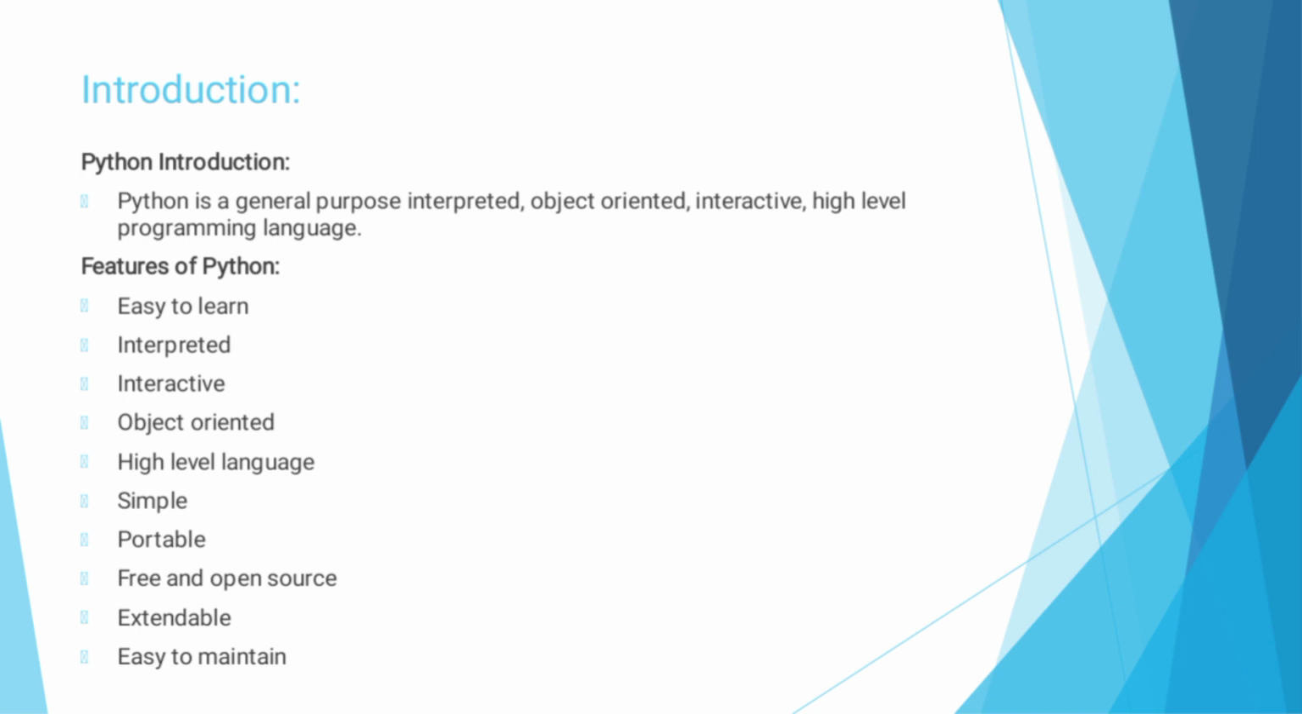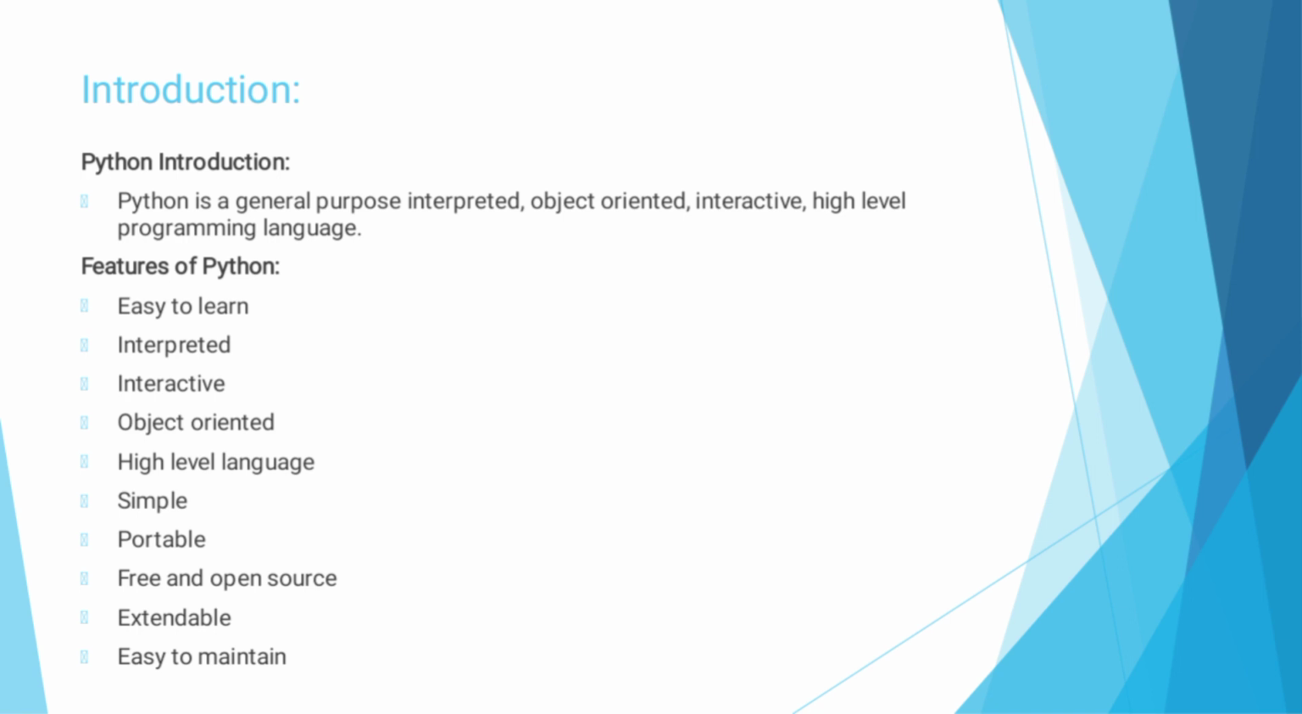Next is the features of Python. Easy to learn: Python is a simple programming language with few keywords and simple syntax, which is easy to learn. Interpreted: Python is processed at runtime by the interpreter. Interactive: we interact with the interpreter directly to write our program. Object oriented: a Python program is built around objects, with combined data and functionalities.